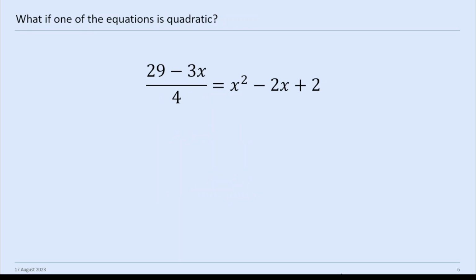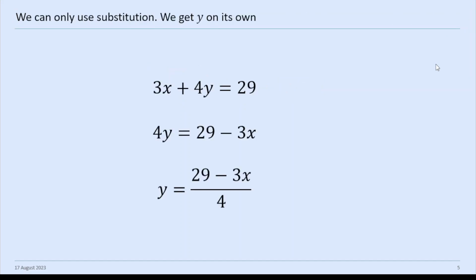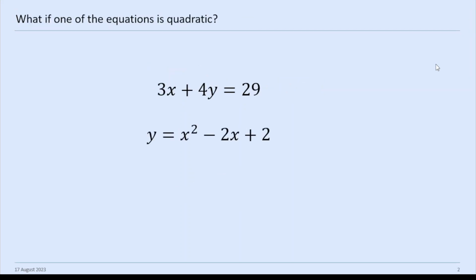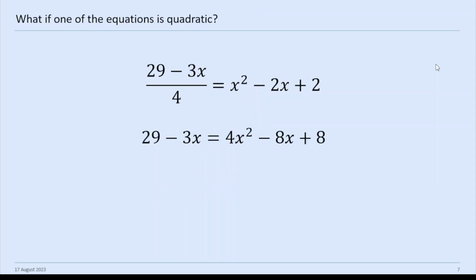Then what we do is we put this back into the quadratic equation. So this title's wrong, come on. We substitute this into the quadratic. Wow, typing in real time. It's kind of exciting, isn't it? So the quadratic was y equals x squared minus 2x plus 2. We pop that in. 29 minus 3x over 4 equals x squared minus 2x plus 2.